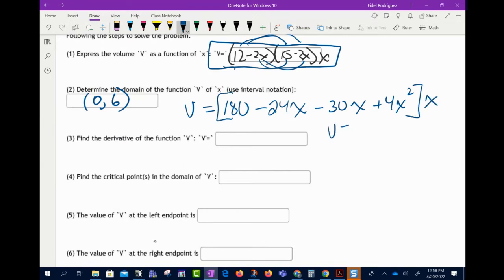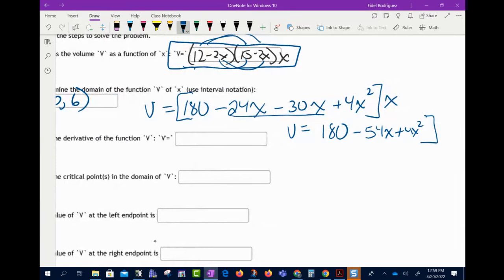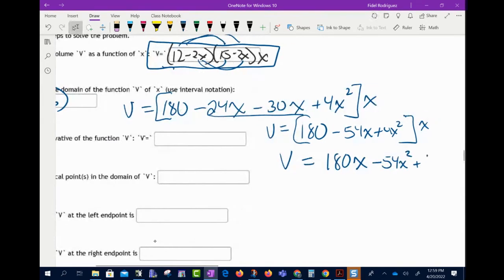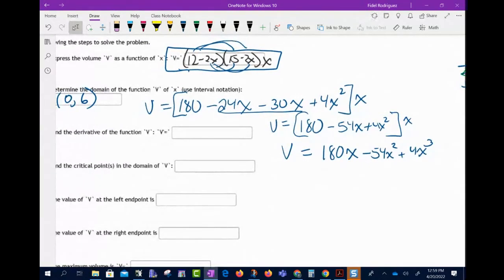Okay. So let's see. This is giving me a 180, minus 24 and 30 is a minus 54 with an x, plus 4x squared. And I still have this x on the outside. So now my volume is going to be 180x minus 54x squared plus 4x to the third. Am I okay when we got to that step?